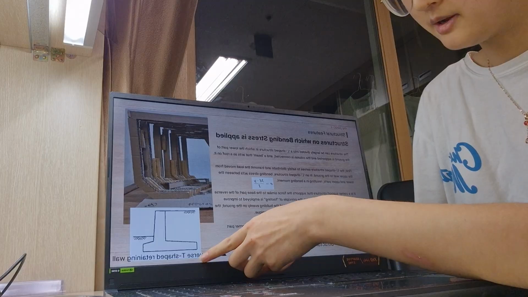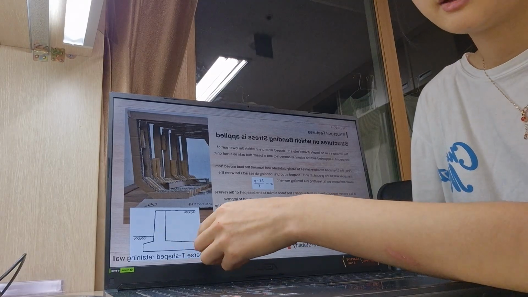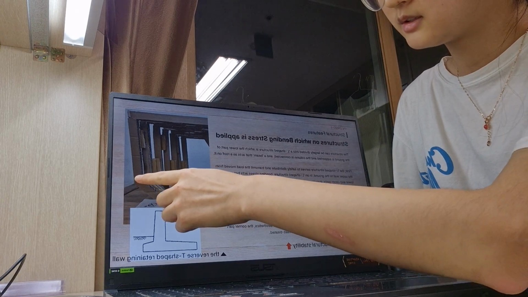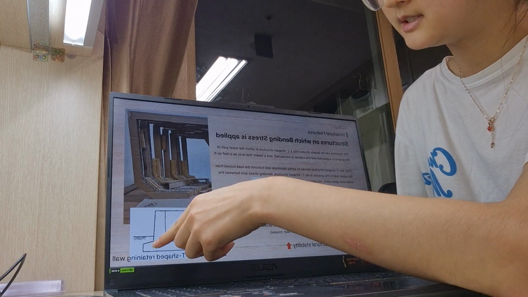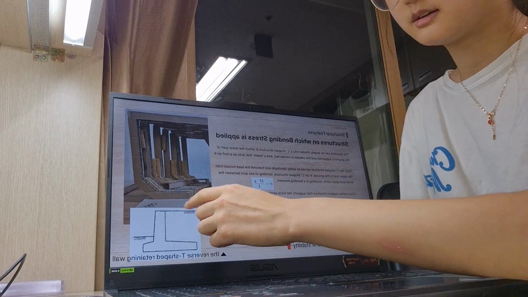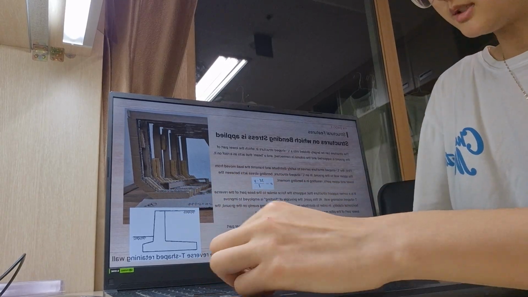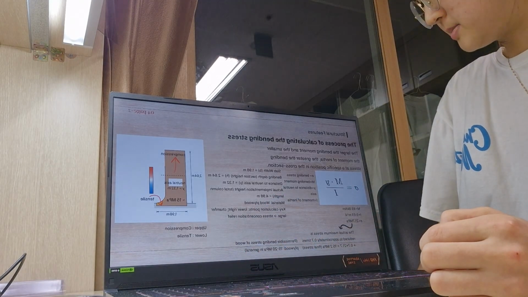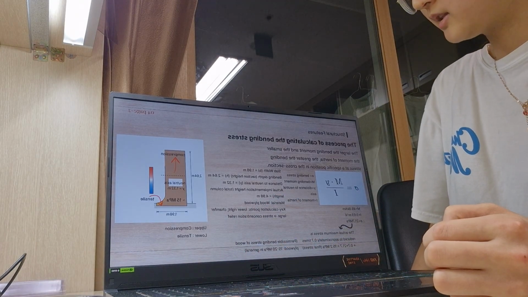And this is the reverse T-shaped retaining wall, which is similar to the design of my project. Next, I explain the process of calculating the bending stress.